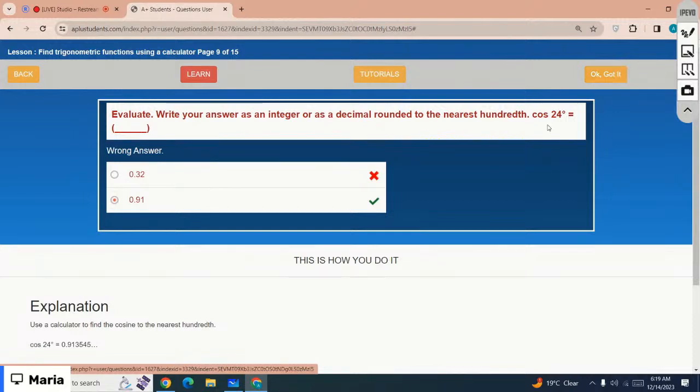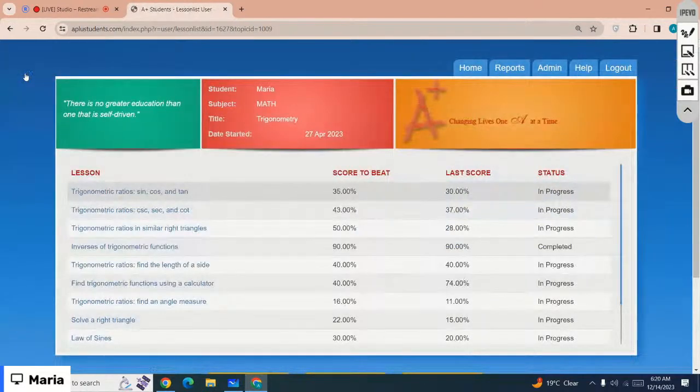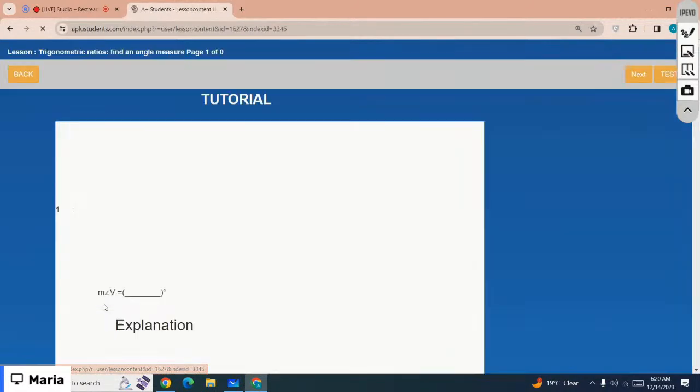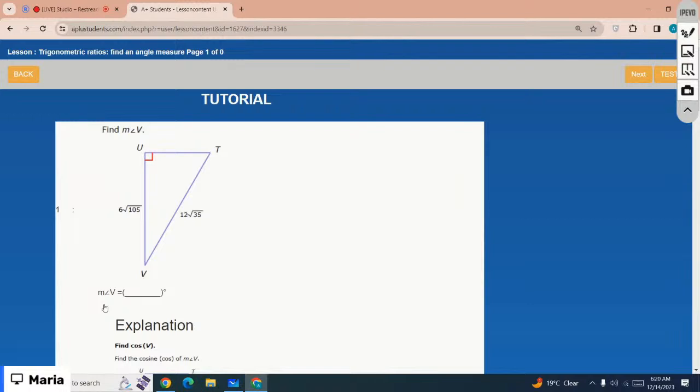Okay, you can complete the lesson by yourself later today. Let me just move on to the next lesson. The next lesson is trigonometric ratios. Find the angle measure. Okay, so you are given two of the sides. You have to calculate the angles now.